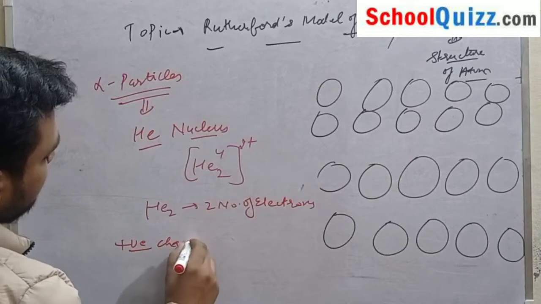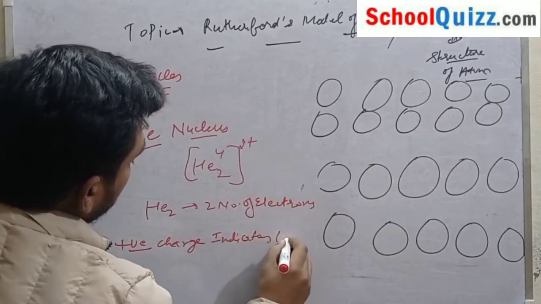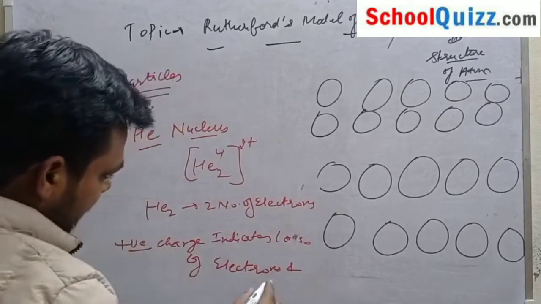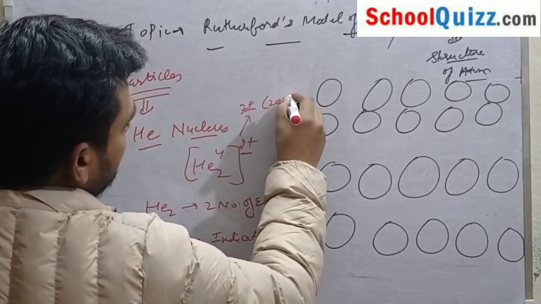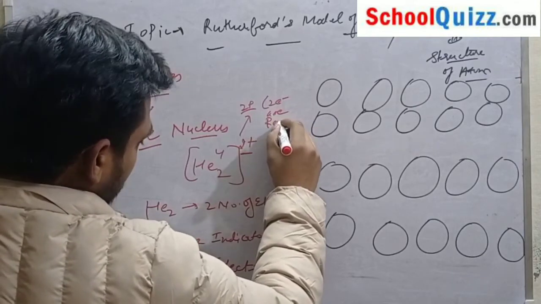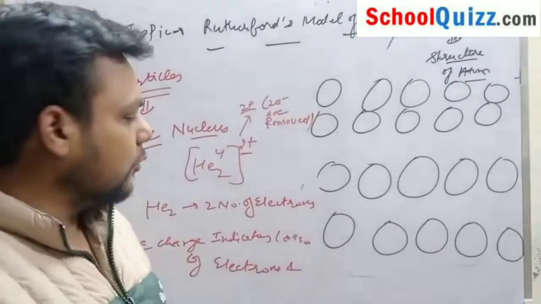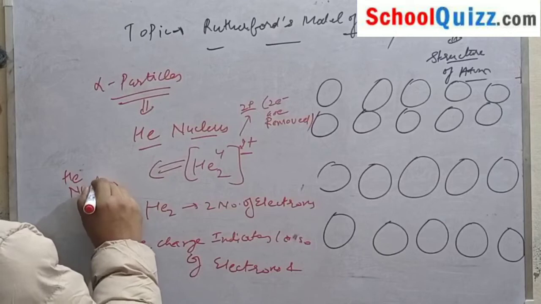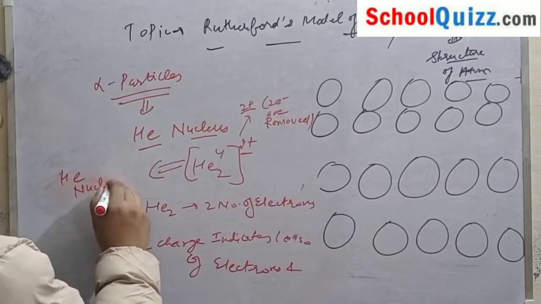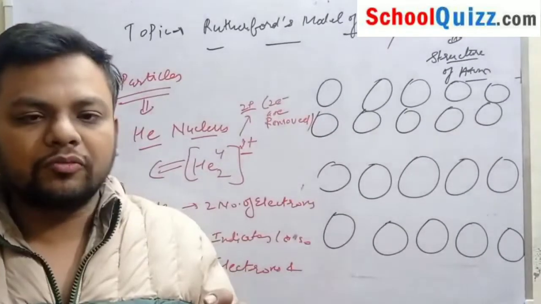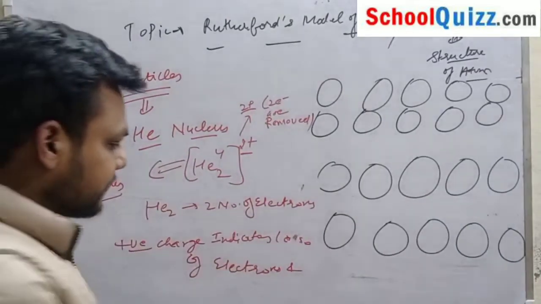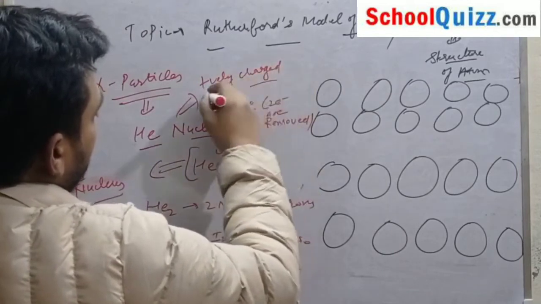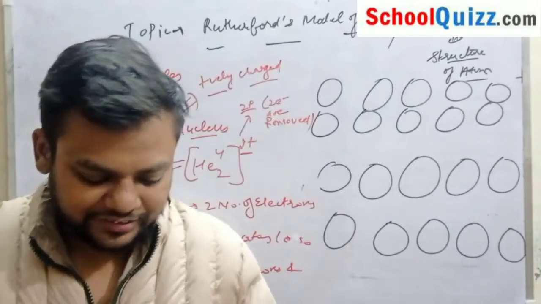And the positive charge indicates loss of electrons. There are 2 plus charges present, which means 2 electrons are removed, or lost by the atom. So as there are no electrons, it is regarded as a helium nucleus. As it is a nucleus, we can write that alpha particles are positively charged.